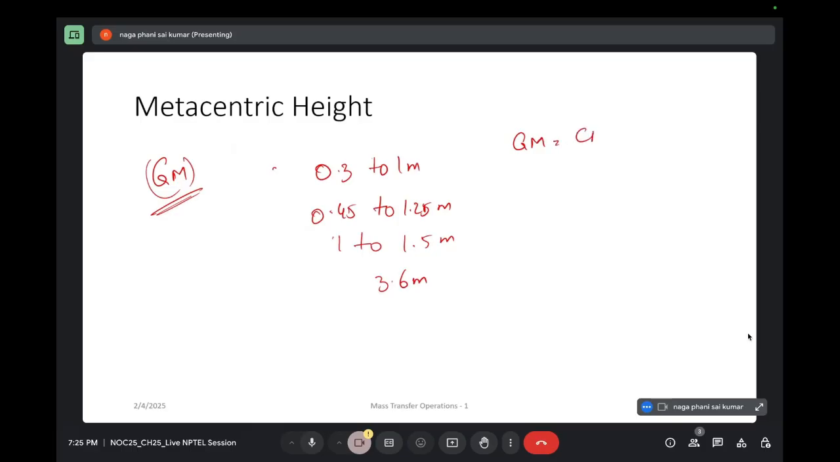So metacentric height, that is nothing but GM, right? This will be equal to CM plus CG.